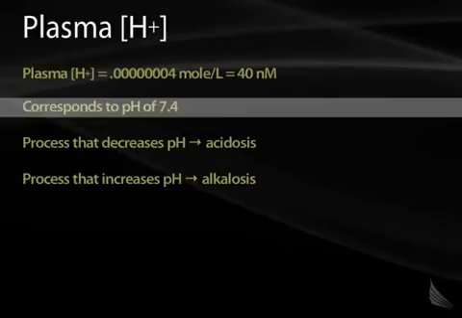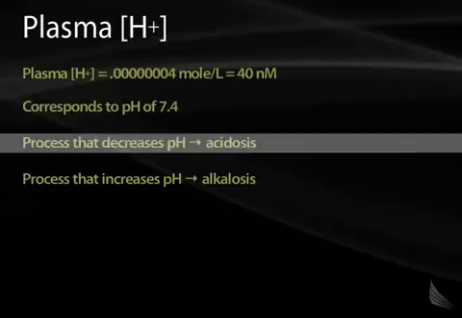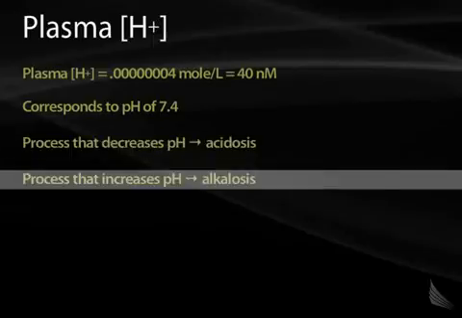Right now we should make the distinction between acidemia and acidosis, and alkalemia and alkalosis. Acidemia and alkalemia reflect the pH of the blood measured. Acidosis and alkalosis refer to processes. A process that decreases body pH or increases free hydrogen concentration, leading to acidemia, is called an acidosis, whereas a process that increases pH, decreasing plasma hydrogen concentration, is called an alkalosis. An alkalosis will then lead to alkalemia.